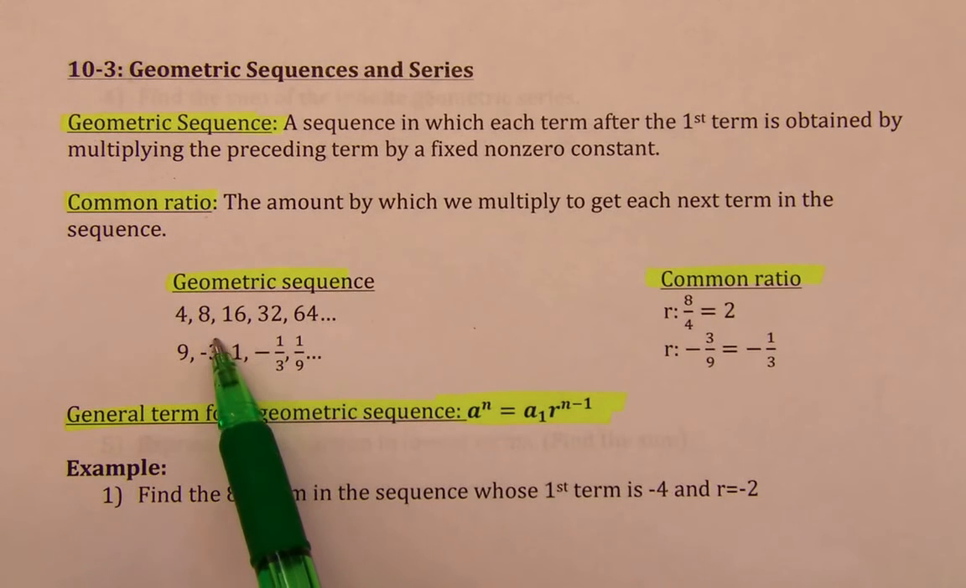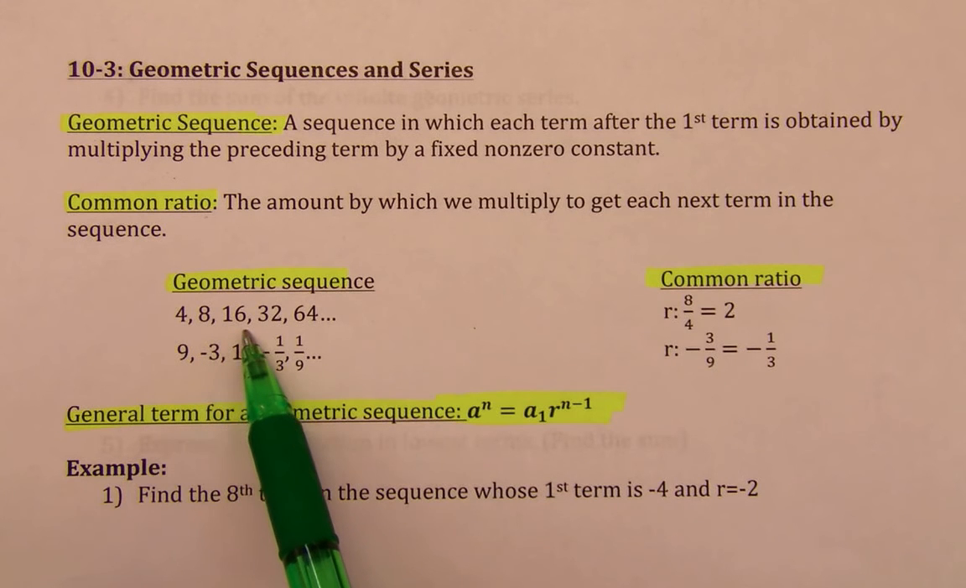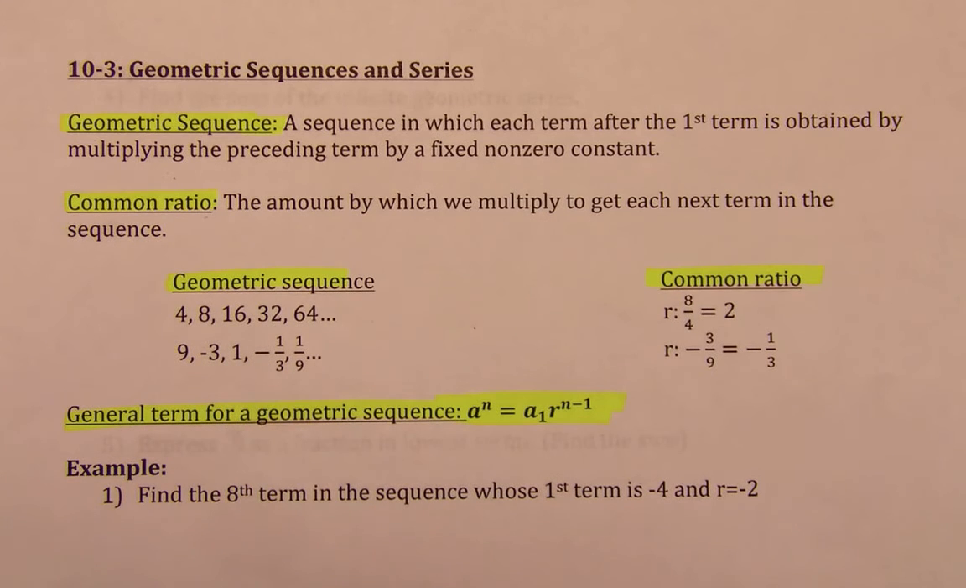our second example. But notice that it does not follow an arithmetic sequence pattern. We're not adding the same amount each time. Here we added 4, here we added 8, here we added 16, and so on.